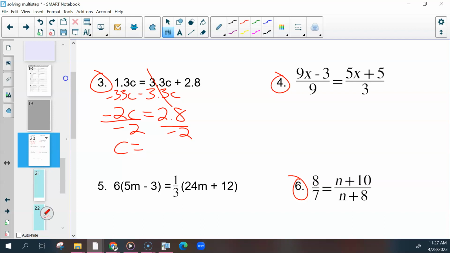Not 14, but 1 point, the decimal. Oh, that's it. So negative 1.4. Questions on that one?